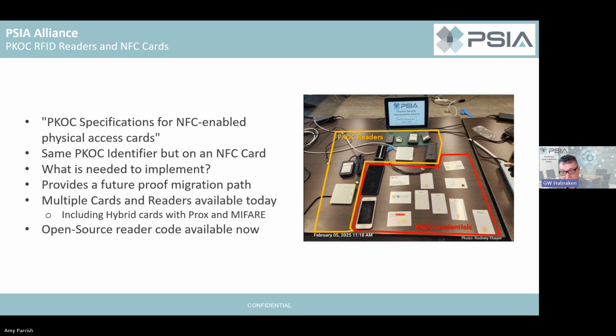So what's the status today? Well, we have 4 different vendors that have readers in the market. If you see the photo, you can see some of those. We have multiple open source reader implementations, so if you're interested in playing with it, you can download those. And we have several different cards commercially available. I would say the message about PKOC NFC is that it is real and is available today.